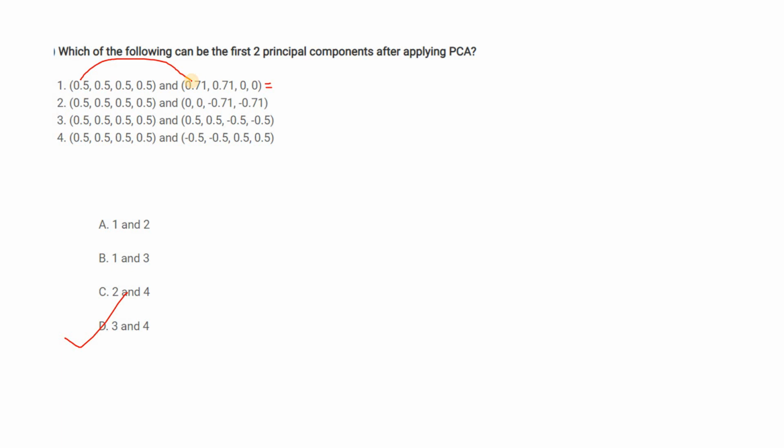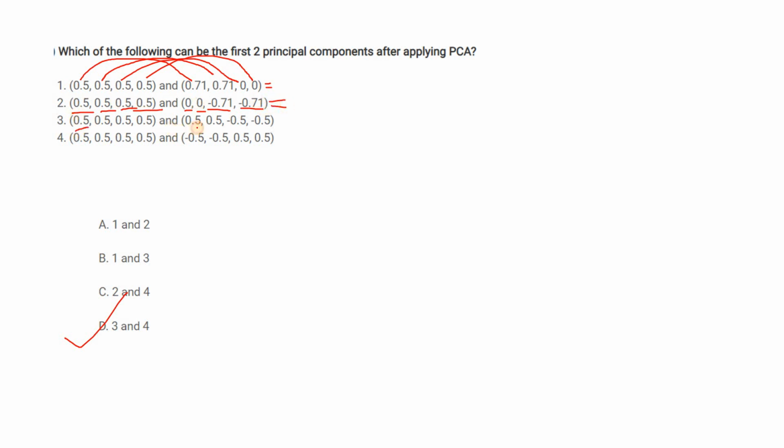0.5 multiplied by 0.71, positive term, plus 0.5 multiplied by 0.71, again positive term, plus 0.5 multiplied by 0, that is 0, plus 0.5 multiplied by 0, that is 0. So basically you can understand that this result will not at all be 0. So these two are not orthogonal. This one, 0.5 multiplied by 0 will be 0, 0.5 multiplied by 0 will be 0, 0.5 multiplied by minus 0.71 is some negative term, 0.5 multiplied by minus 0.71 is some negative term, and when you are adding two negative terms, you will be getting a negative term. As a result, this will also not be orthogonal.